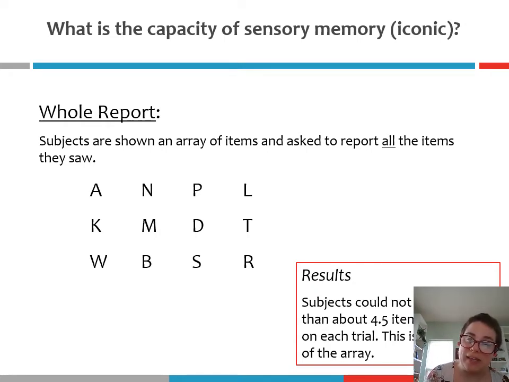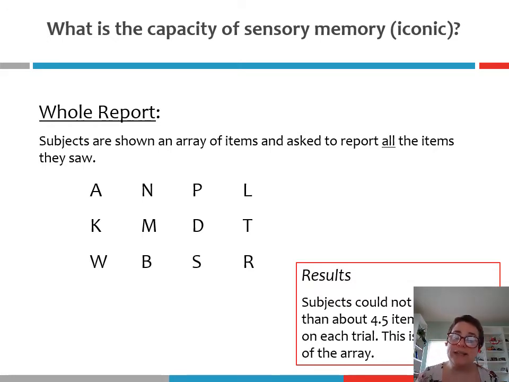So you would basically be given a test, right? Write down as many of the letters as you saw that you can remember. And what Sperling found is that people had a lot of difficulty with this task, or they couldn't remember a lot of the letters from the array. There were 12 total letters in the array, and people could only remember about 4.5 items on average, which corresponds to about 38% of the image.